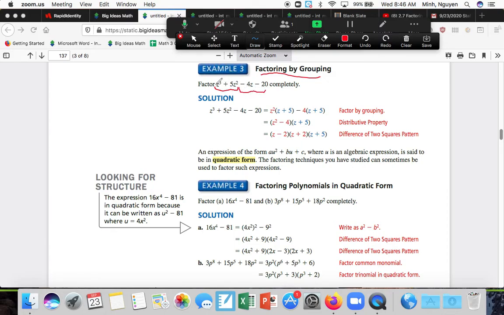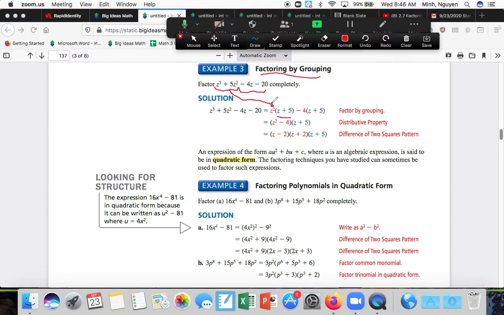So I think about how I can factor the first part. What can I factor from z cubed and 5z squared? And the answer is z squared. After I factor the z squared from z cubed plus 5z squared, what do I have? I have z plus 5.